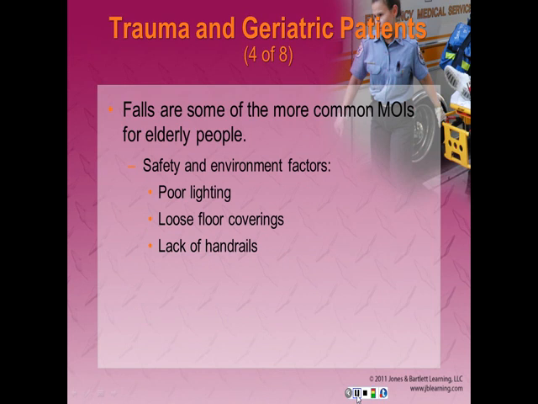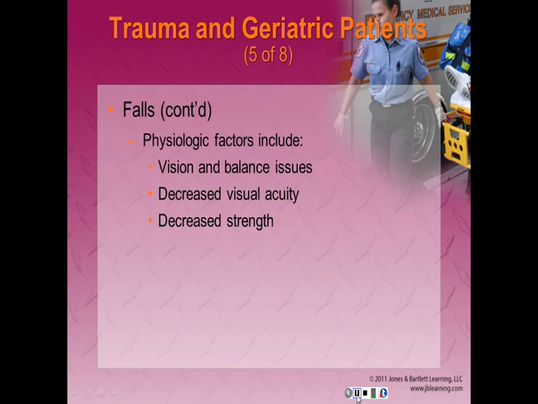Safety and environment factors are often responsible, including poor lighting, loose floor coverings, and lack of handrails. Physiologic factors include vision and balance issues, decreased visual acuity, and decreased strength. A critically important assessment process is to determine if the fall was mechanical or pathologic. Cardiac, neurologic, and metabolic issues can create weakness, dizziness, or near syncope and may result in the patient's fall.